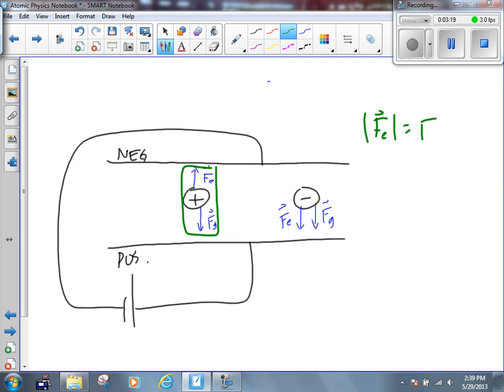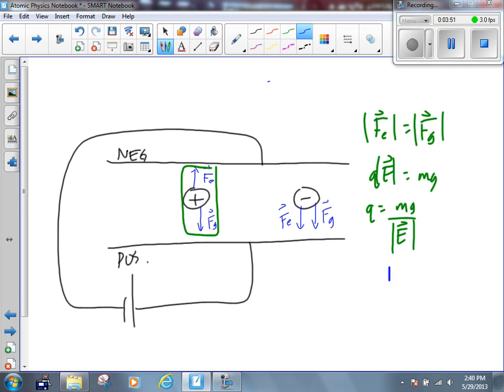Fe equals Fg for those particles that are suspended or traveling at a constant speed. Q times E is my electric force, and M times G is my gravitational force. Q ends up being equal to mg over E. So for those particles, again, that are suspended or traveling at a constant speed, we can find the charge simply by setting those two forces equal to each other, rearranging it, solving for Q. The charge of this oil droplet will be what?